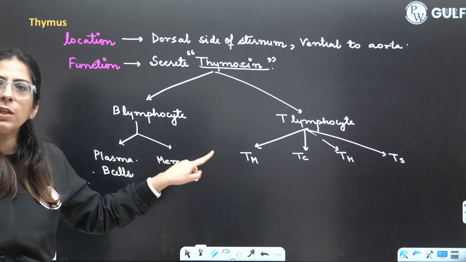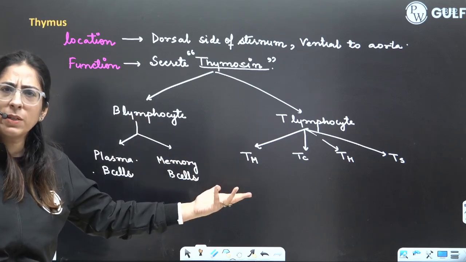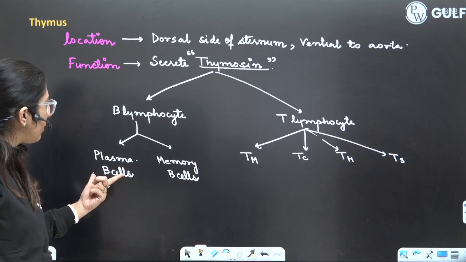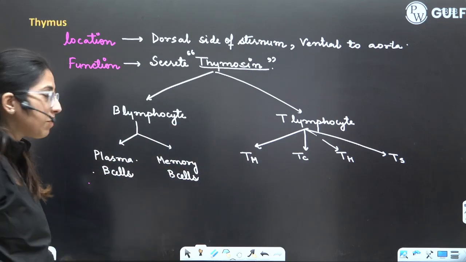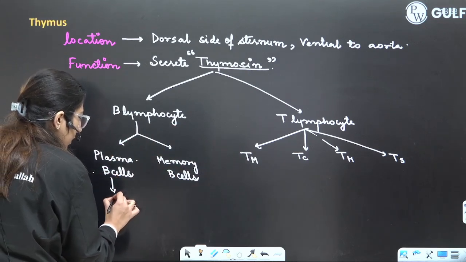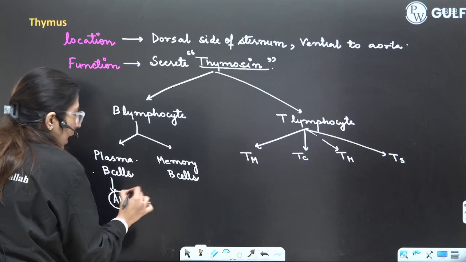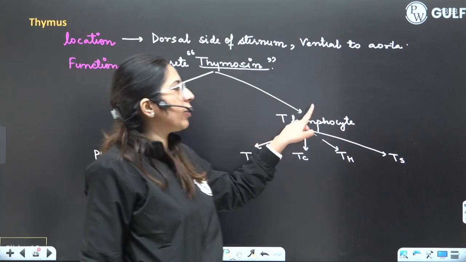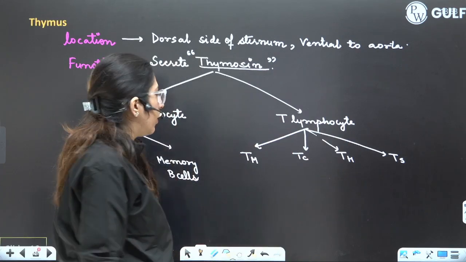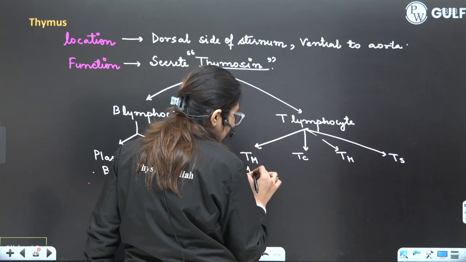B lymphocytes. The B lymphocytes are WBCs, a type of lymphocyte WBCs. They help in proliferation of the B lymphocyte into plasma cells and the memory cells. Plasma cells are the ones which produce the antibodies. And the memory cells help in proliferation of the T lymphocyte, which further differentiates into the T memory cells.